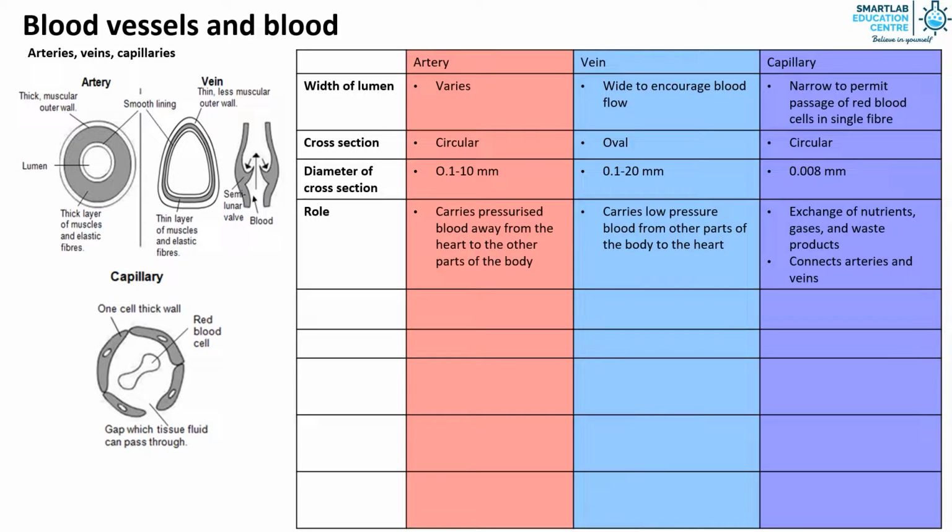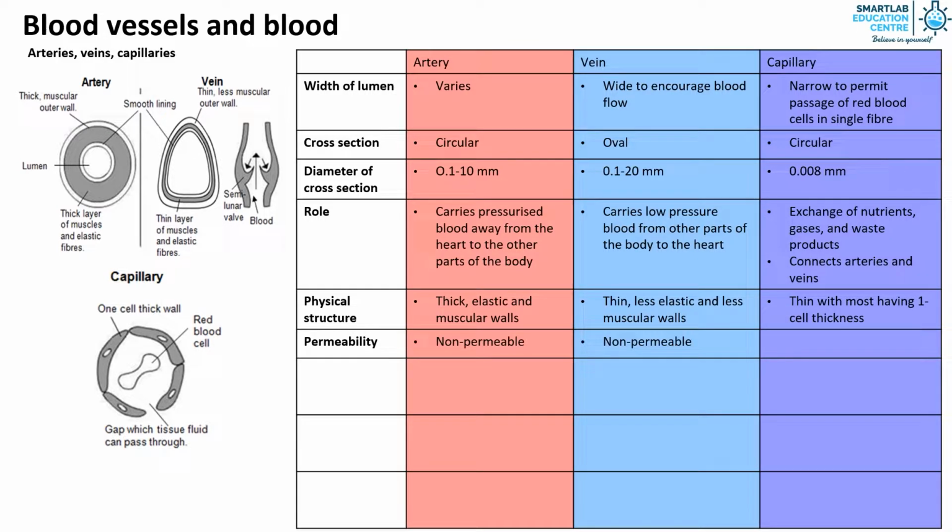Fifth, their physical structure. The artery has thick, elastic, and muscular walls. The veins are thin, less elastic, and have less muscular walls. The capillary is thin, at most having one cell thickness. Sixth, their permeability. Both the arteries and the veins are not permeable, but the capillary is semi-permeable.